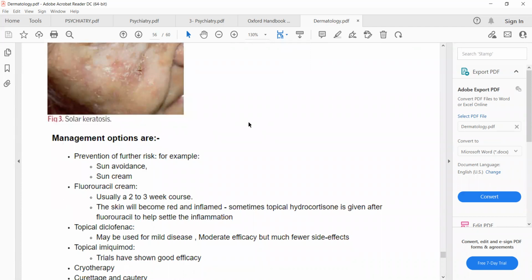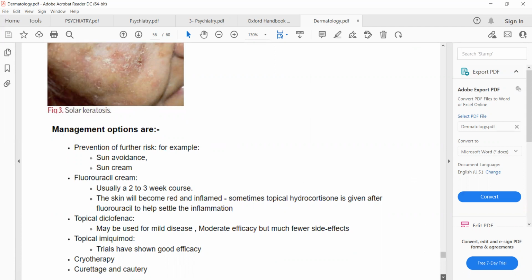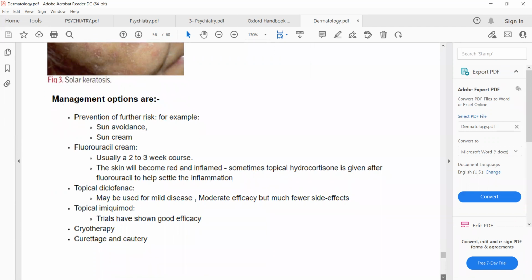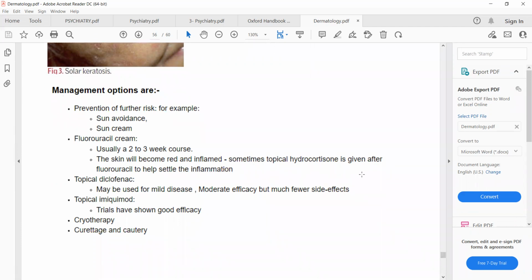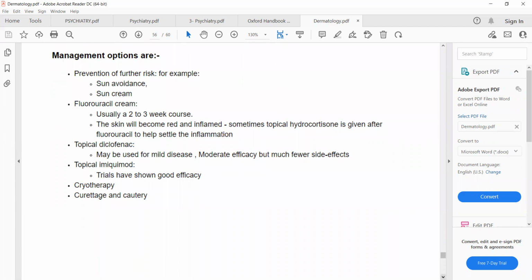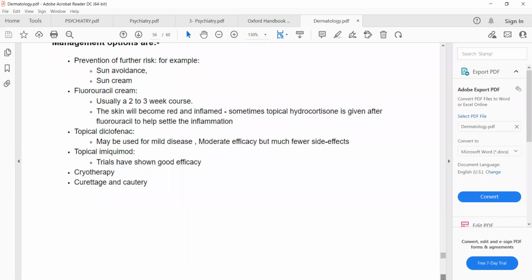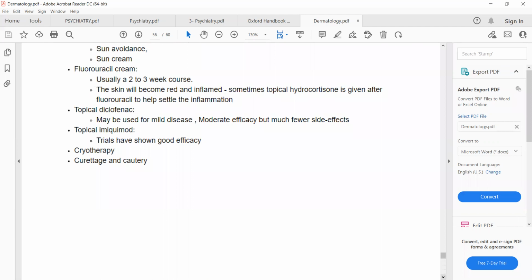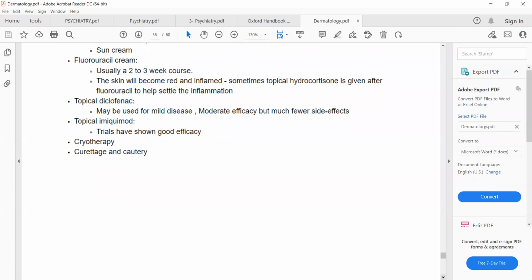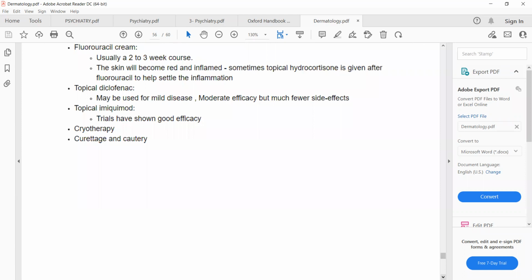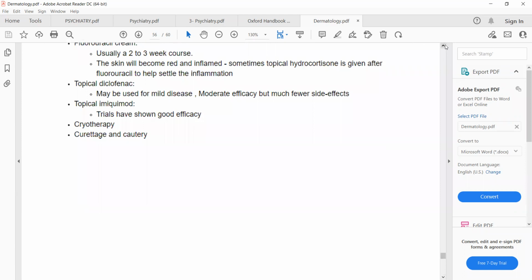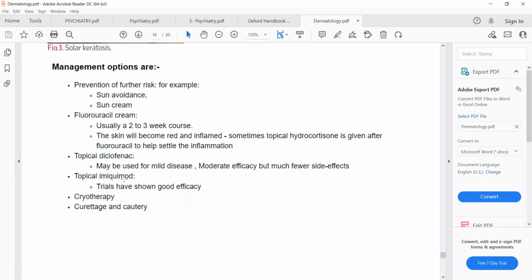The initial treatment for actinic keratosis is fluorouracil cream as well. Usually a 2 to 3 week course is done. Initially, with the use of fluorouracil, the skin will become red and inflamed, so topical hydrocortisone is also given after the use of fluorouracil. Topical diclofenac may be used for mild disease. Topical imiquimod can also be used, cryotherapy and cautery can also be done. So the treatment options are the same for both of them: fluorouracil, cryotherapy or cautery.